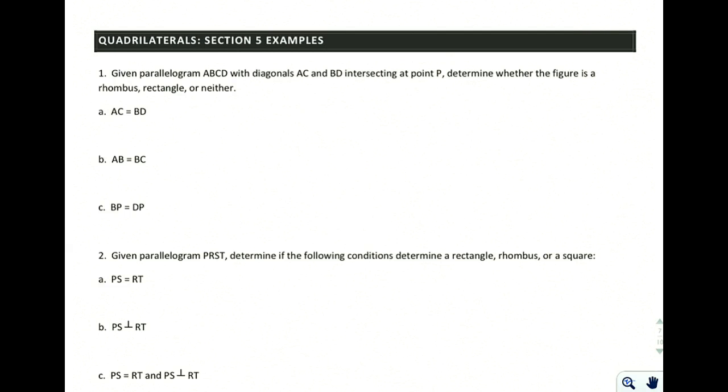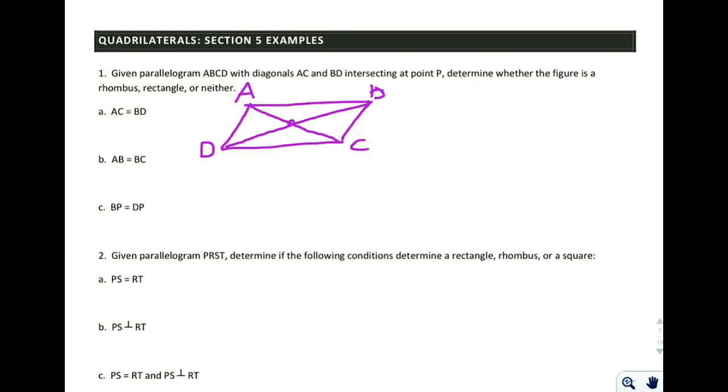When we look at the section 5 examples here, we are given a parallelogram ABCD, so let's draw ourselves a parallelogram and label that. When we label that, we go around the outside, so ABCD. And it says we have diagonals BD and AC, and those diagonals intersect, and they name that point P. So there we have our parallelogram.